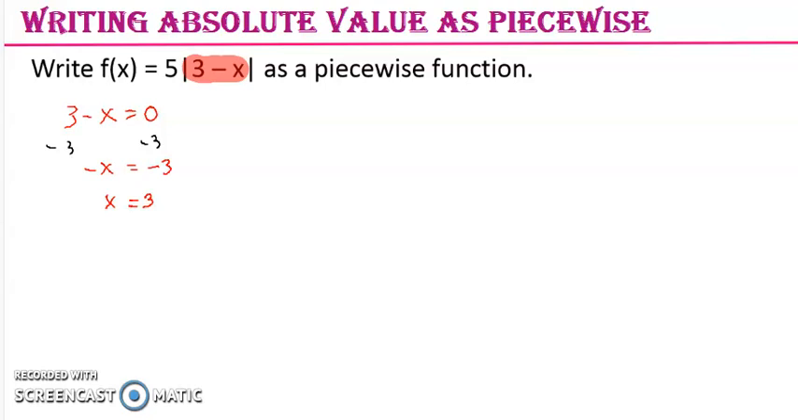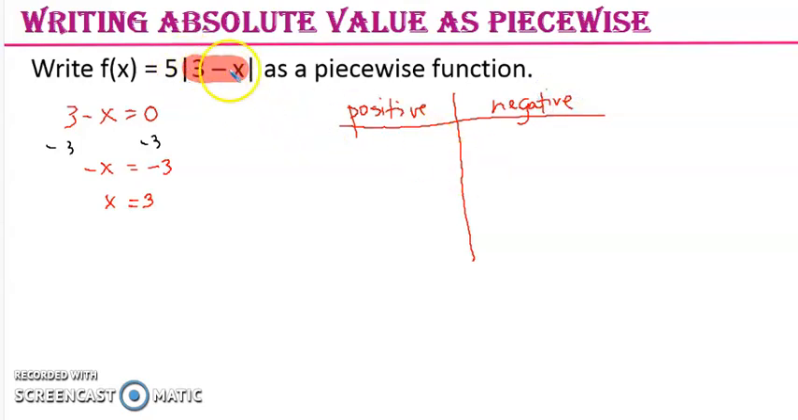After we found the split, now we're going to write one piece. One piece, we call it the positive side. Remember, we're going to have two parts here. One side is going to be the regular side, so let's just call it the positive side. Then we have the negative side. For the positive side, we're just going to drop the absolute value.